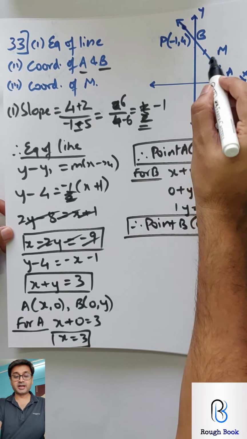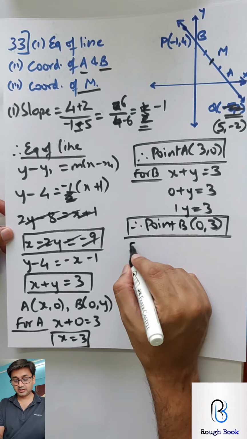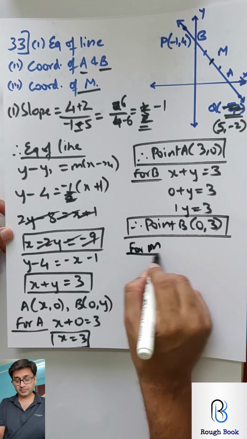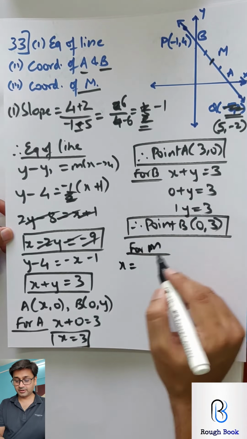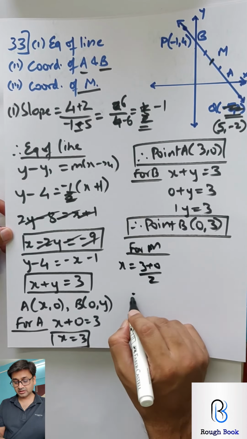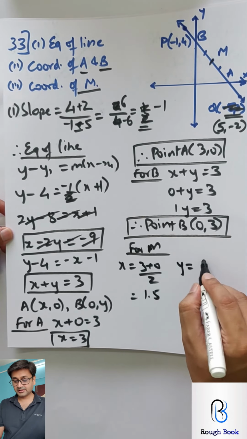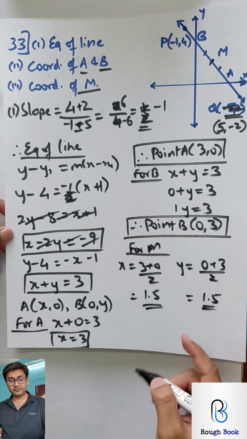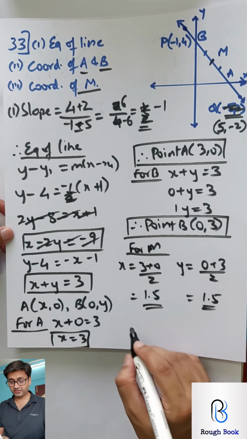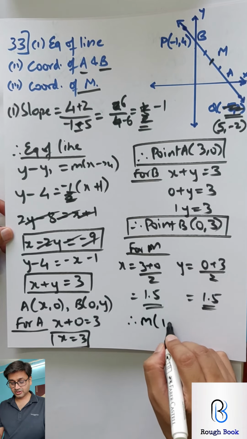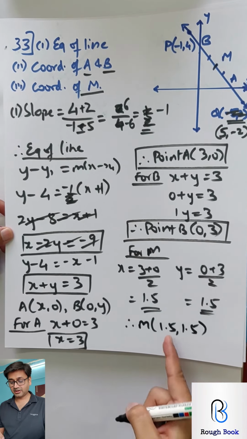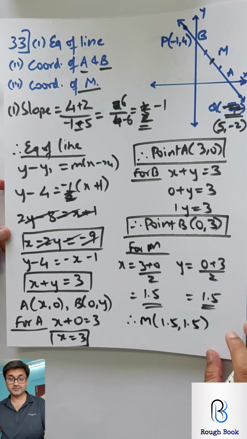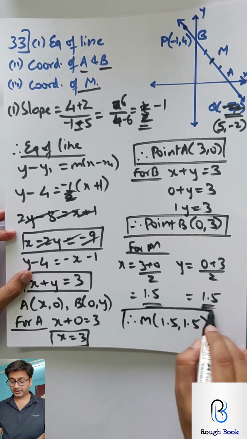And now the midpoint M coordinate. That's simple. For M, x is equal to 3 plus 0 by 2, so that will be 1.5. Y is equal to 0 plus 3 by 2, 1.5. Why do I get a feeling we've done this type of sum in the previous video? Anyways, M is 1.5, 1.5. You remember there was 3 by 2, 3 by 2 as the answer. So this is correct. Nothing to worry.